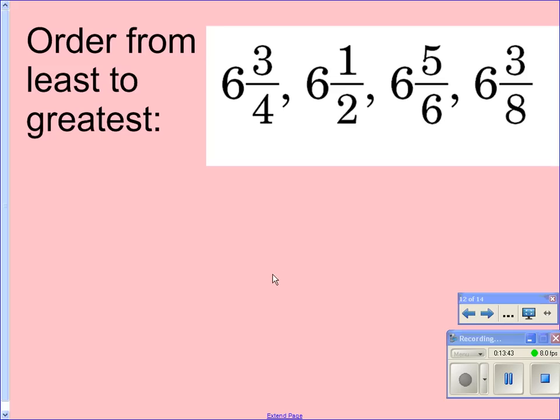You can put these in order from least to greatest. Pause the video, put them in order, and then start the video and check and see if you're right. Okay? So we have 6 3/4, 6 1/2, 6 5/6, and 6 3/8. So you want to get the common denominators again. The common denominator between 4, 2, 6, and 8 is going to be 24.